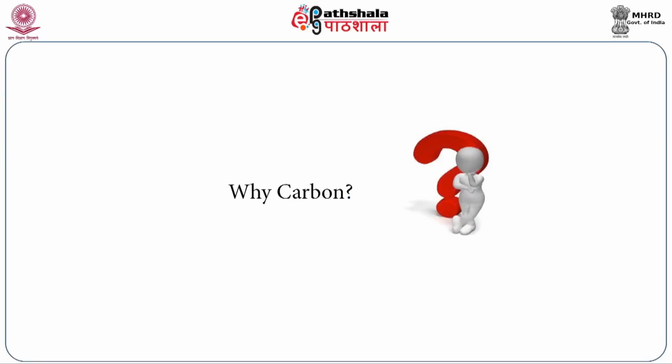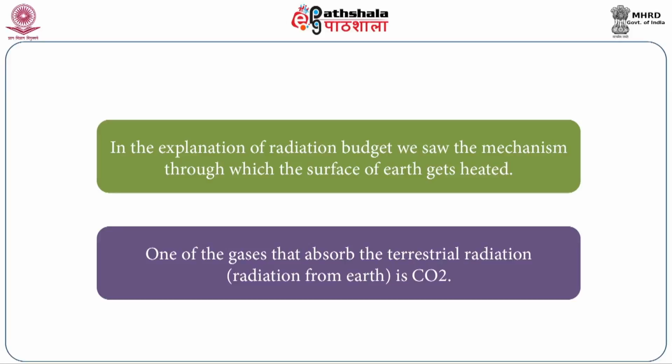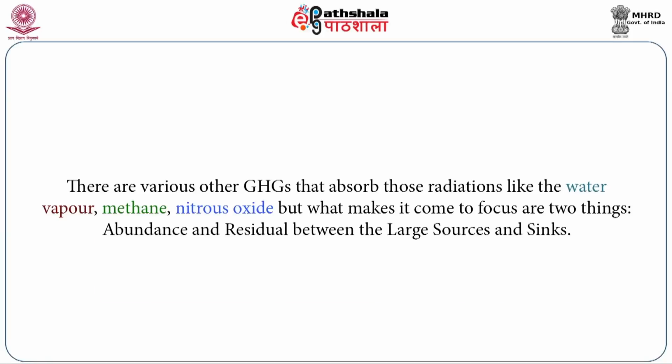Why is it important to look at carbon? In the explanation of the radiation budget, we saw the mechanism through which the surface of Earth gets heated. One of the gases that absorb the terrestrial radiation, that is radiation from Earth, is CO2. There are various other greenhouse gases that absorb those radiations, like water vapor, methane, and nitrous oxide. But what makes CO2 come into focus are two things: abundance and residual between the large sources and sinks.